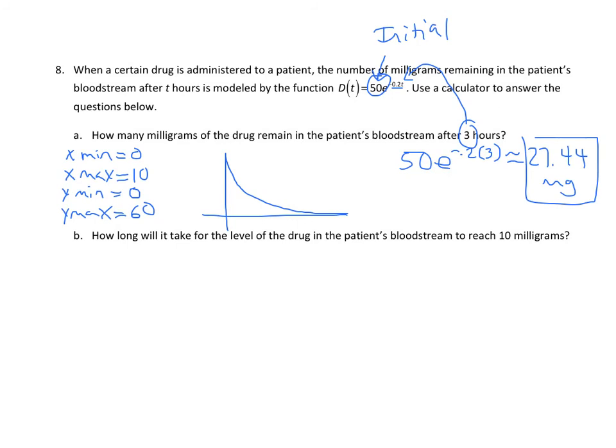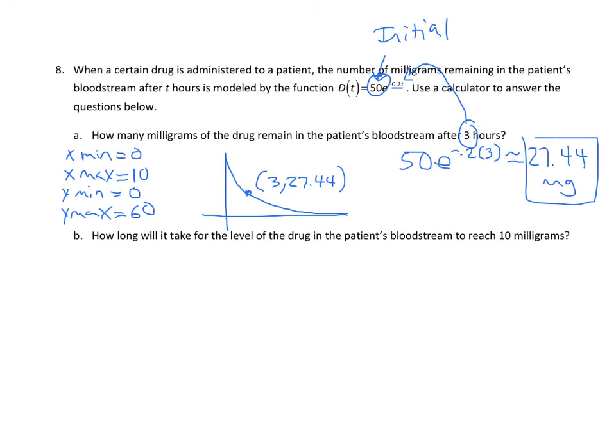The other way you can do this is you can trace the graph and plug in x equals 3, and it will give you the point (3, 27.44). And you could also do second trace value, and that lets you plug in an x value, so you could plug in the x value of 3, and it would give you the corresponding y value. But for part A, where I'm just plugging in a value of t, I really didn't even need to graph it. But when we get to part B, we will need this graph.